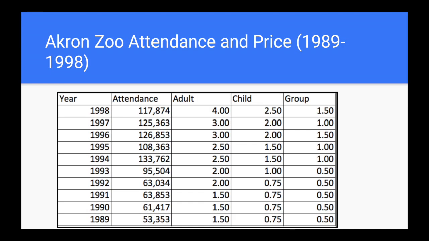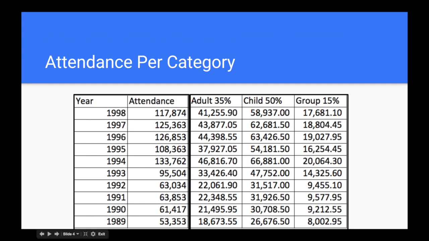As you can see, we were only given the year, total attendance, admission prices, and a rough percentage of each category's attendance. The first thing we did was take the total attendance and multiply it by the percentage of each group to find yearly attendance for each of the three categories, which were labeled as adults, children, and group. The adults contained 35%, children contained 50%, and groups contained 15%. You can see their respective values in this chart.